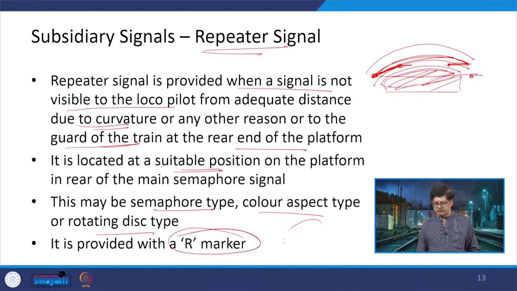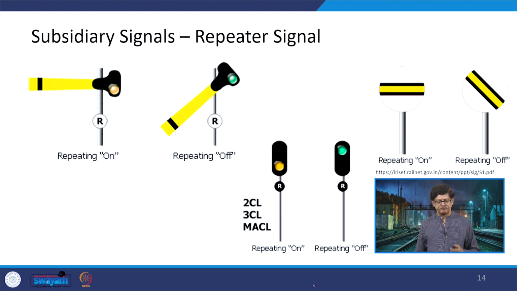That means there will be a disc on which R will be written, as we have seen in the case of calling on, where it was C written on the white disc. So, you can see that there is an R, so it means these are the repeating signals, and it is on condition, so you are stopping here, or an off condition, you are moving.